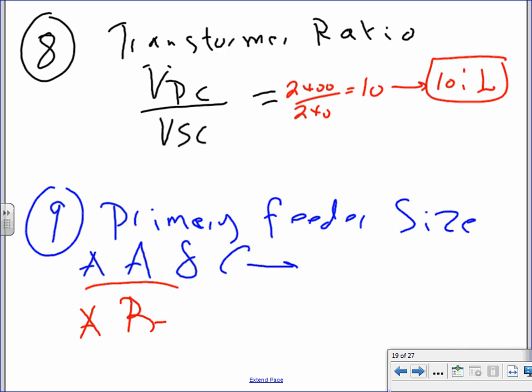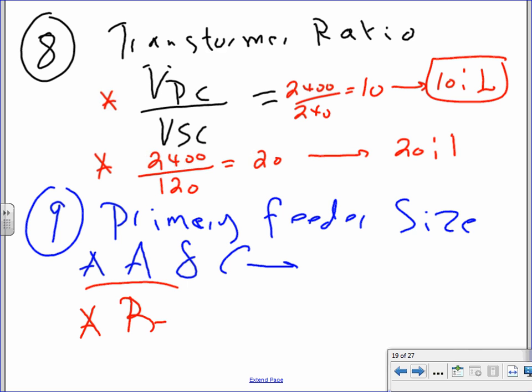So let me just do this one here. Another transformation ratio, guys, is 2400 divided by 120. That will give you 20, right? Am I doing it right? Yeah, 20. And that will get you 20 to 1. Can you guys see that? That's for the other coil that has 120. So the side that has 120 has a transformer ratio of 20 to 1. The side that has 240 only, 10 to 1.